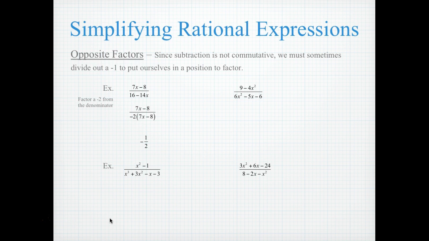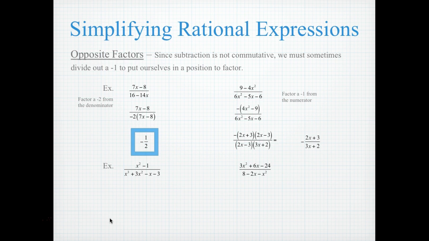Now we identify that the greatest common factor of the numerator and the denominator is 7x minus 8, leaving us with -1/2. In the next example, we can factor out a -1 from the numerator, rewriting our numerator as the opposite of the quantity of 4x squared minus 9. Now we have a difference of squares. It's the same order as the denominator. So 2x plus 3 times 2x minus 3 over 2x minus 3 times 3x plus 2. Our common factor is 2x minus 3. When that gets canceled out, we're left with negative 2x plus 3 over 3x plus 2.